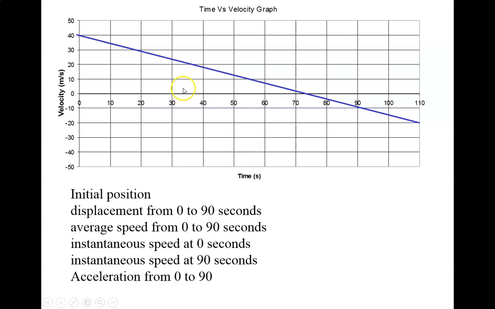The instantaneous speed at 0 seconds. Well, we just read that right off the graph. That's 40. The instantaneous speed at 90 seconds looks like it's pretty close to minus 10 meters per second. And the acceleration from 0 to 90, you would use your V2, which we just read off as minus 10, minus V1, which is 40, divided by t, which is 90. And that is that.